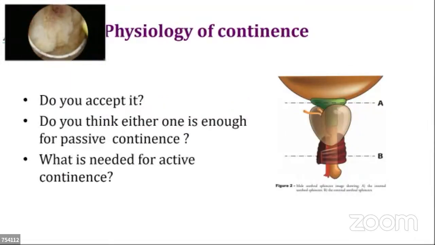If you look at the physiology of continence, what we thought about is going to be an internal sphincter which is there at the bladder neck and an external sphincter which is there at the verumontanum.